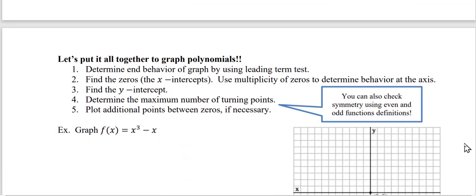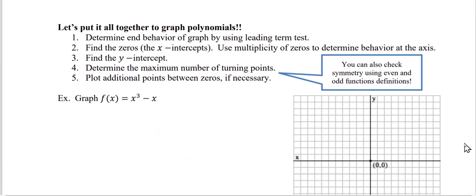Just a little extra thing to help you make sure you understand what polynomials look like. We're going to put all of this information together to graph these polynomials. This was sort of the goal of this part of these notes, to help us graph polynomials. First, we're going to determine the end behavior using that leading term test. Then we're going to find the zeros because those will give us the x-intercepts of the graph. Using the multiplicity of those, we can figure out what's happening at the intercepts, find the y-intercept, and the maximum number of turning points.